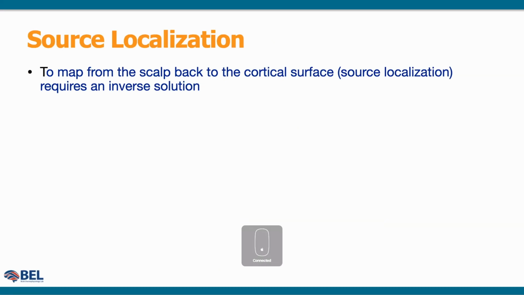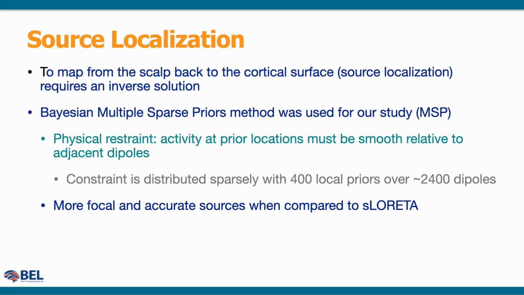So to map from the scalp back to the cortical surface, which is just a fancy way of saying source localization, it requires an inverse solution. And for this particular study, we were interested in testing a new method called Bayesian multiple sparse priors.